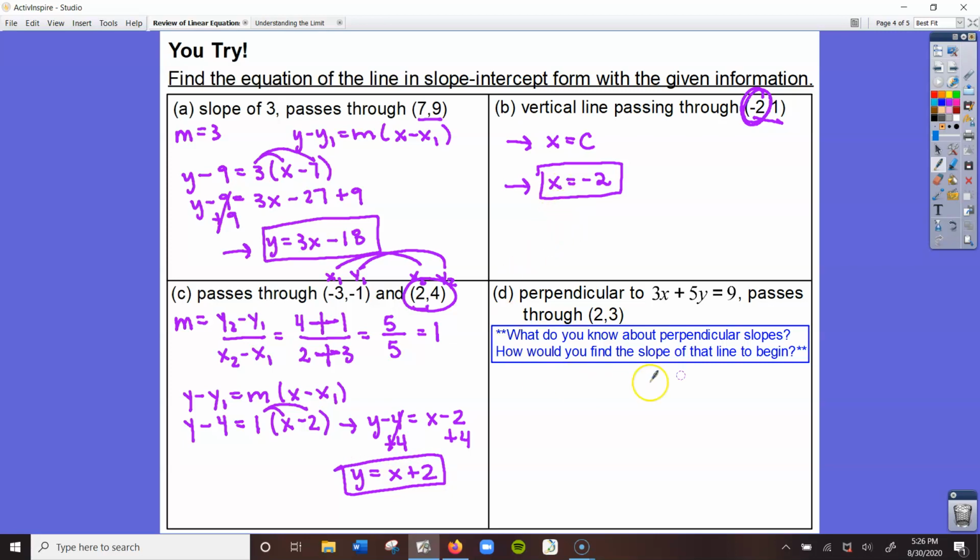Now for this final part, we want to write the equation of a line that is perpendicular to 3x plus 5y equals 9. And it's going to pass through the point 2, 3. So I have a point, and I want to know the line that is perpendicular to this one. Now for perpendicular slopes, this is the symbol for perpendicular. We know that m represents slope. Perpendicular slopes are opposite reciprocals.